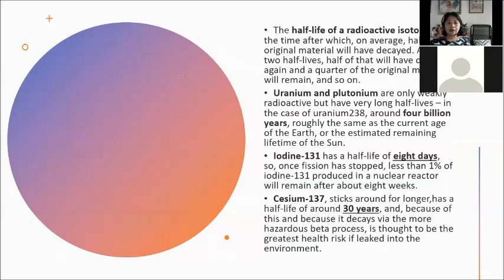So next is the half-life. So what is this half-life? No? Half-life of a radioactive isotope is the time after which, on average, half of the original material will have decayed. So after two half-lives, half of that will have decayed again, and a quarter of the original material will remain, and so on. So the half-life of uranium-238 is around 4 billion years, roughly the same as the current age of the Earth. While yung iodine-131 is 8 days.